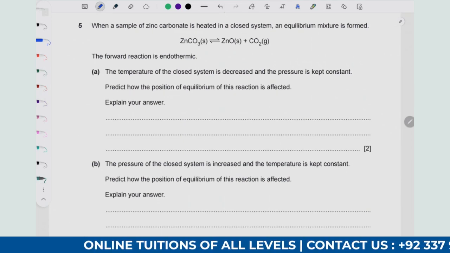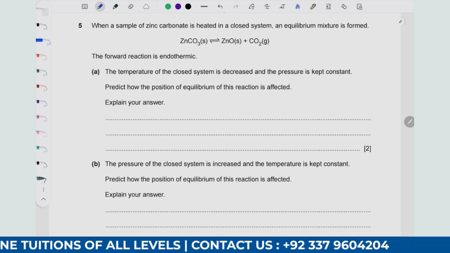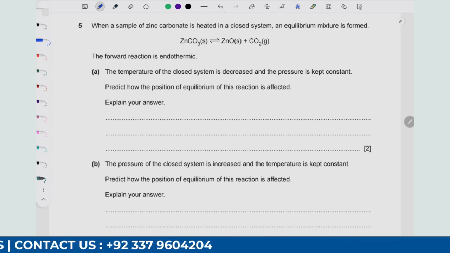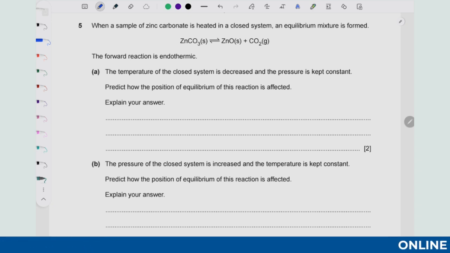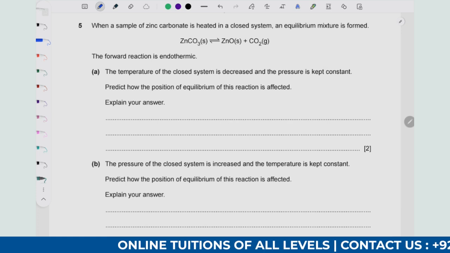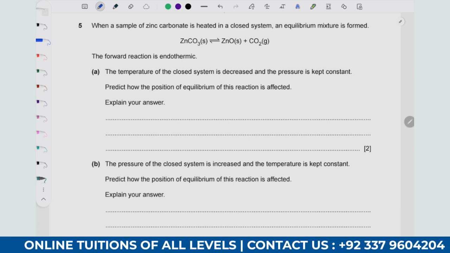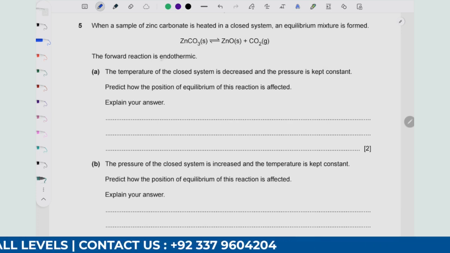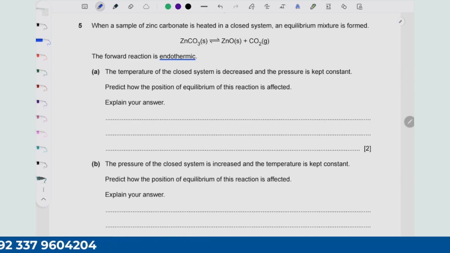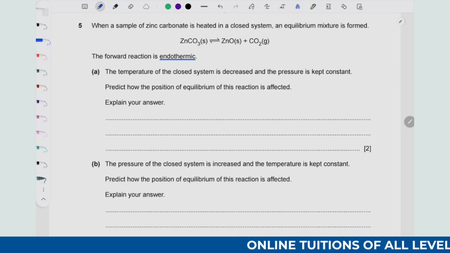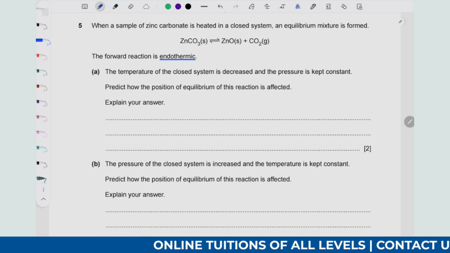Now question number 5 is stating, when a sample of zinc carbonate is heated in a closed system, an equilibrium mixture is formed. The zinc carbonate in the solid state is reacting in a reversible reaction, producing zinc oxide in solid state and carbon dioxide in the gaseous state. The forward reaction is endothermic. The temperature of the closed system is decreased and the pressure is kept constant. Predict how the position of equilibrium for this reaction is affected.